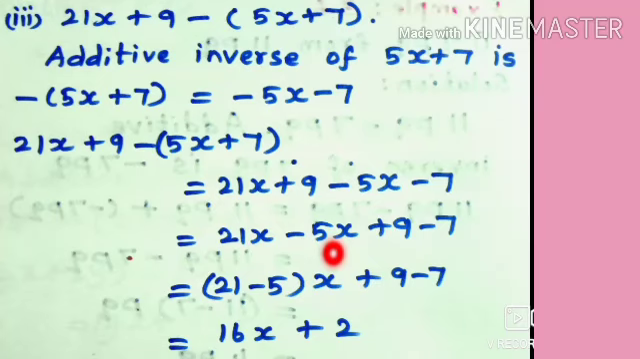And in the next step, arrange the like terms separately. We get 21x minus 5x plus the constant terms 9 minus 7. And here in the next step, we have to subtract the coefficients alone. So 21 minus 5x plus 9 minus 7. So finally 21 minus 5 is 16x plus 9 minus 7 is 2, which is the solution of the given algebraic expression.